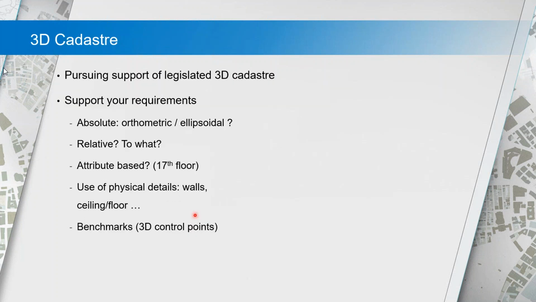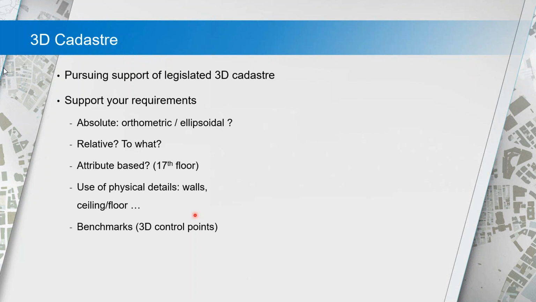The other thing that we're bringing, we talked a little bit about a 4D control, time. We have 2D, but we're also looking at 3D, and we're really looking at pursuing the support of legislative 3D cadastre. So not just that we can see a building represented in 3D, but that there are certain regulations, ordinances, and laws that describe how to actually map a 3D parcel.